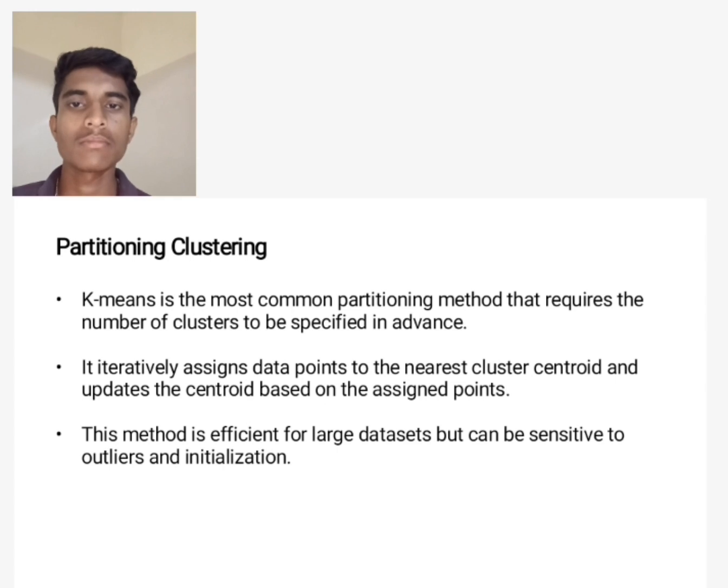Next one is partitioning clustering. K-means is the most common partitioning method that requires the number of clusters to be specified in advance. It iteratively assigns data points to the nearest cluster centroid and updates the centroid based on the assigned points. This method is efficient for large datasets but can be sensitive to outliers and initialization.